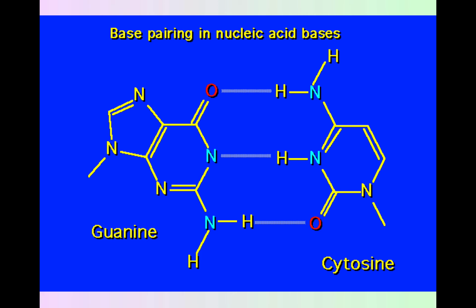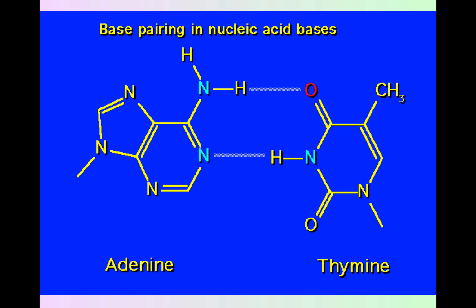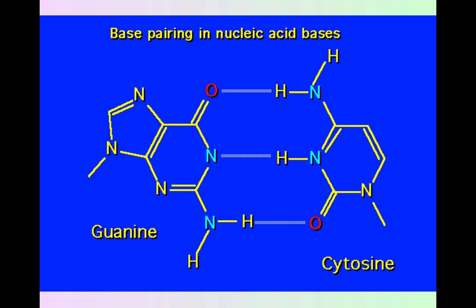Same with guanine and cytosine. With adenine and thymine, you're only capable of two hydrogen bonding interactions, whereas with guanine and cytosine, you get three. So more guanine and cytosine in a particular segment of DNA means it's going to be hard to pull that segment apart.